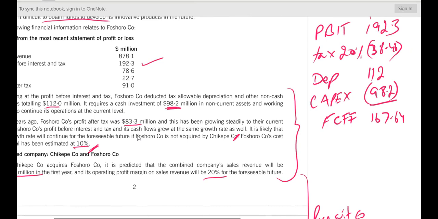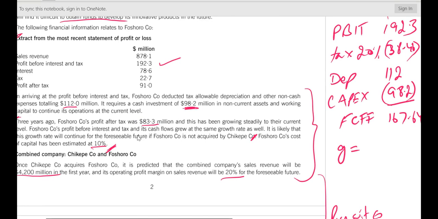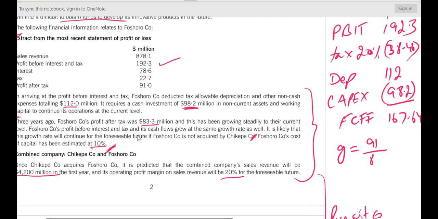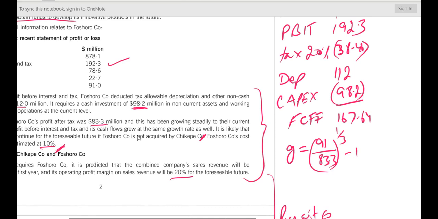Okay, what about the growth? Growth can be calculated by taking the ratio of the latest profit after tax and the earliest profit after tax, raised to power 1 over 3, minus 1. So that is equal to 91 over 83.3 raised to power 1 over 3, minus 1. It is exactly equal to 3%. So the growth is equal to 3%, and the cost of capital is equal to 10%.